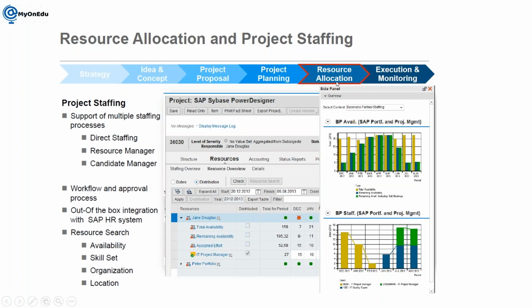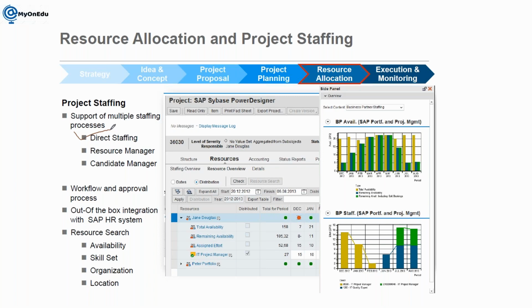Resource allocation, project staffing, all these different reports are available. Direct staffing is there, resource manager and candidate manager. What is this approach? Let's say one is direct staffing. Direct staffing is just you selecting one resource and assigning it to your project. Okay, you are the project manager, you directly search in the system based on qualification, location and availability, and assign the resource. That is the first thing.